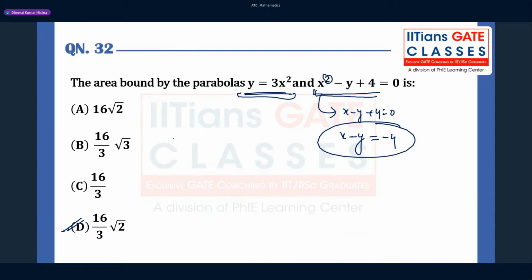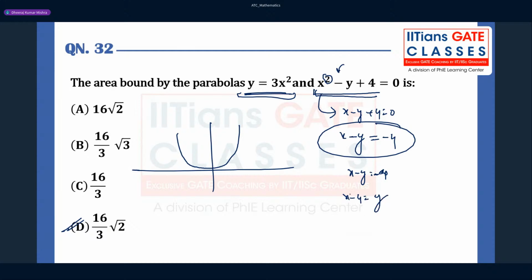Understand? And I did not correct this question because it is directly taken from the original paper. In the original paper, they have given x square minus y plus 4, right? Otherwise, you can draw quickly. You will draw the parabola like this and then the corresponding line. So here, suppose this is x minus y equal to minus 4, so you can find x minus 4 equal to y, right?